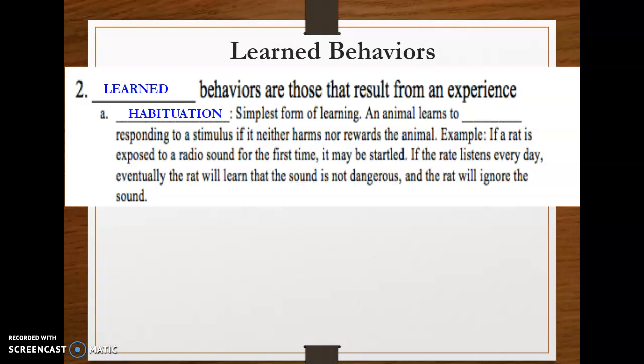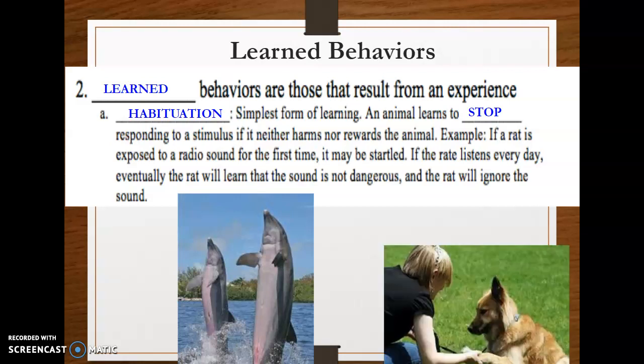So the first type of learned behavior we're going to take a look at is called habituation. This is the simplest form of learning. An animal learns to stop responding to a stimulus if it doesn't harm or reward him. So if a rat is exposed to a radio sound the first time, it may be scared, but if it listens to it every single day, then it will notice that it's not dangerous and it's going to ignore that sound.